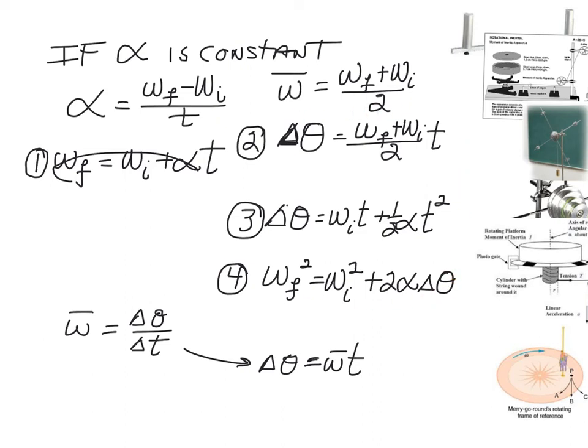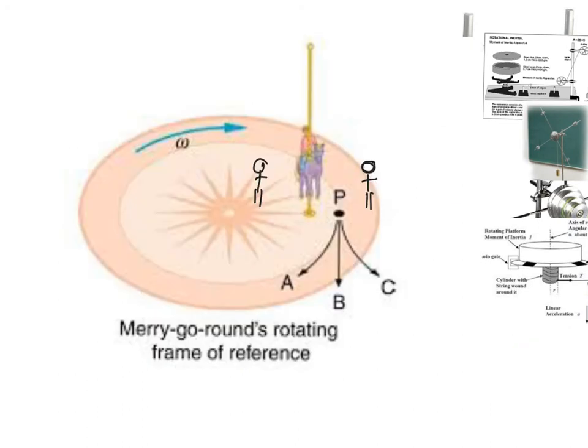And so finally, what is group 3? Our group 3 equations are the equations that relate angular quantities with linear quantities. What am I talking about? Supposing this merry-go-round is taking 2 seconds to go around.